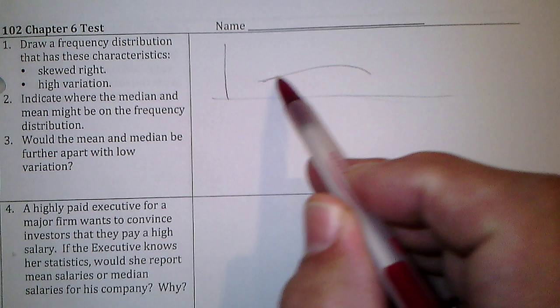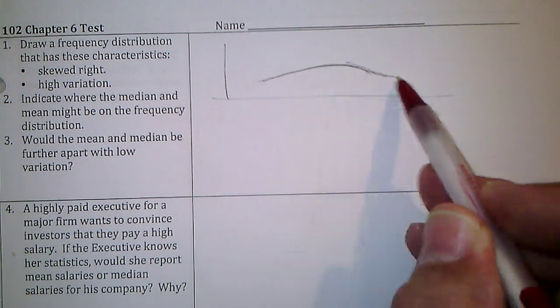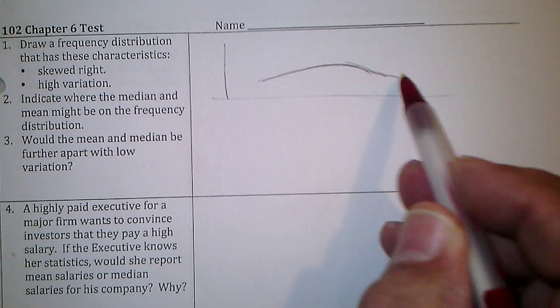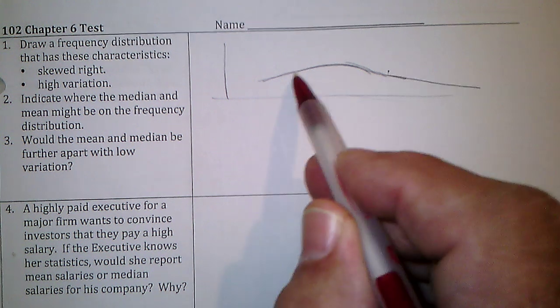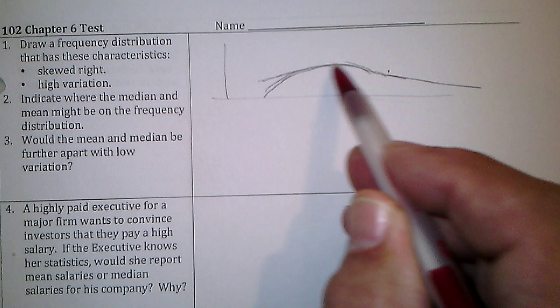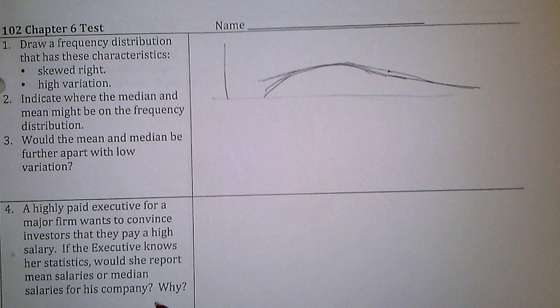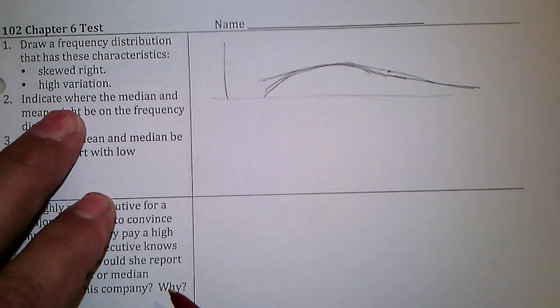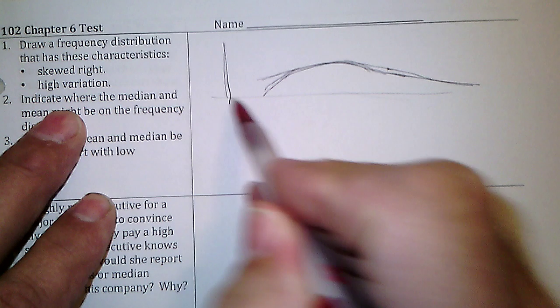a low mound, and skewed right means there's more on this side than on this side. So maybe drop off like this. Okay, so that's number one.